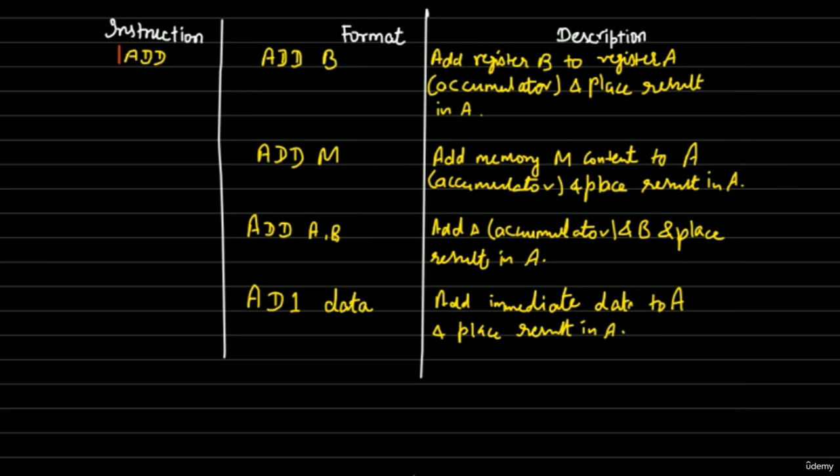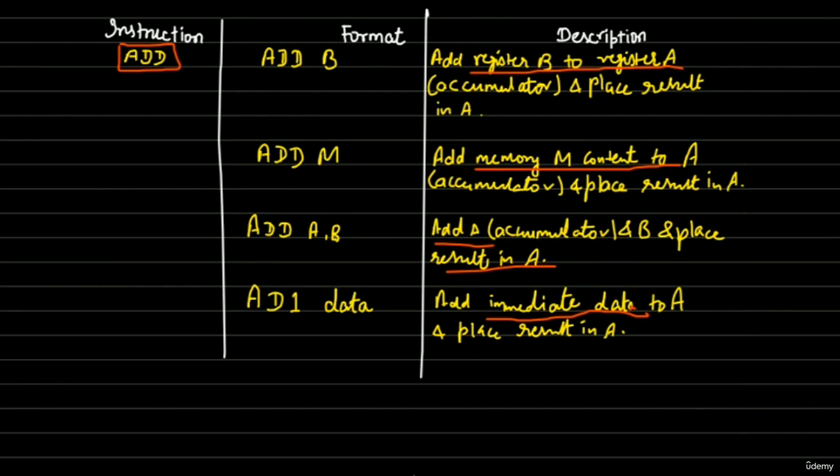Well, we are applying addition, but how many kinds of addition are there? The addition can be: add register B to register A; add memory M to the content of A; an operation; and immediate data. Let me explain these one after another so that we can understand why we need that many formats.